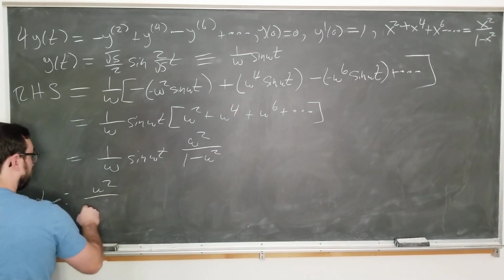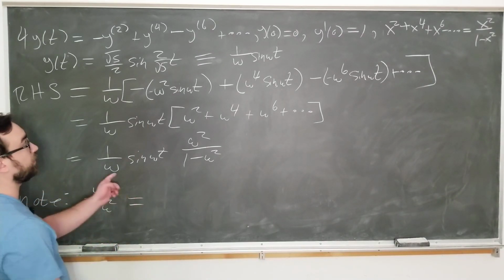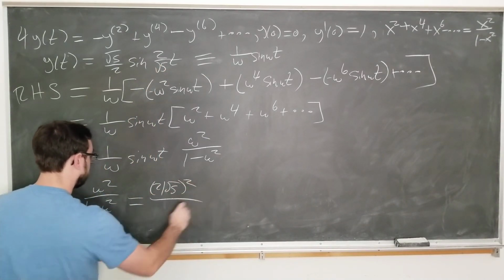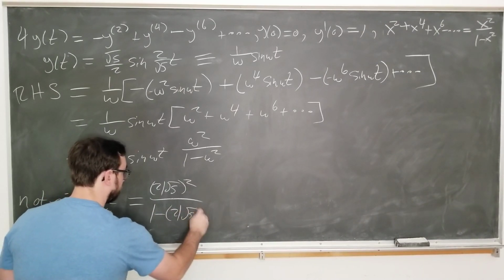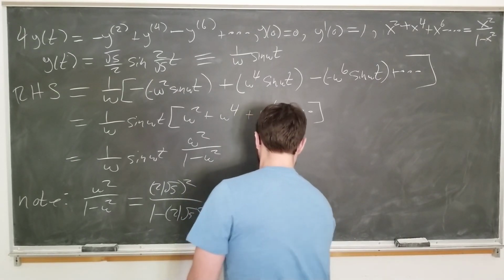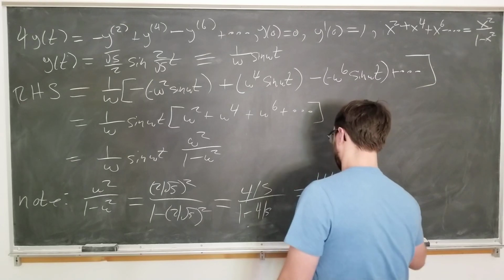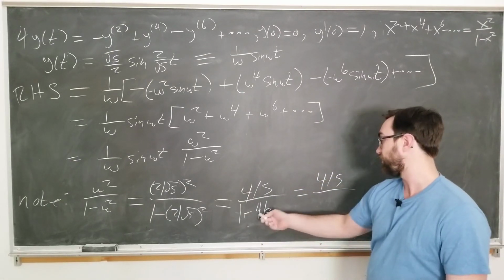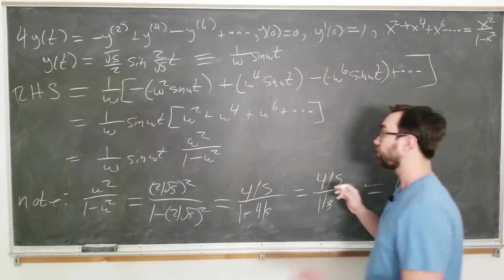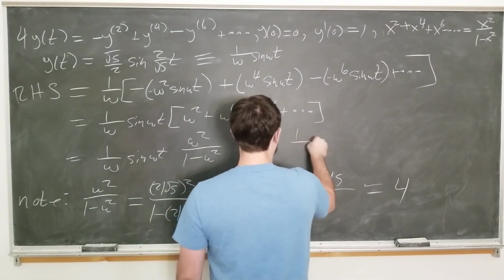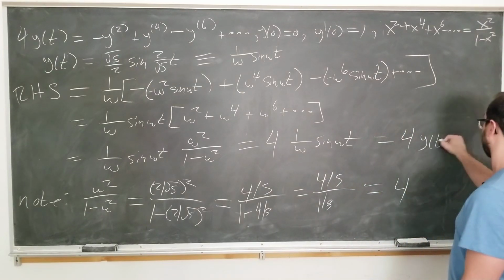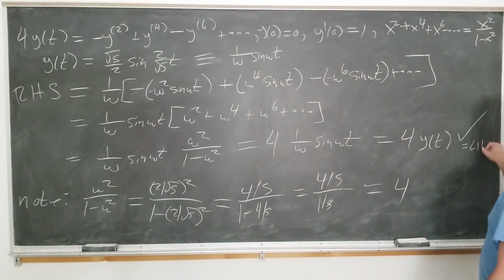Note that omega squared over 1 minus omega squared, plugging in what omega is now, is (2 over square root of 5) squared over 1 minus (2 over square root of 5) squared, which is 4/5 over 1 minus 4/5, which is 4/5 over 5/5 minus 4/5, which is 1/5, and the fifths cancel, equals 4. Congratulations. This is nothing but 4 times 1 over omega sine omega t, which is 4y of t. We're done, which is the left-hand side.